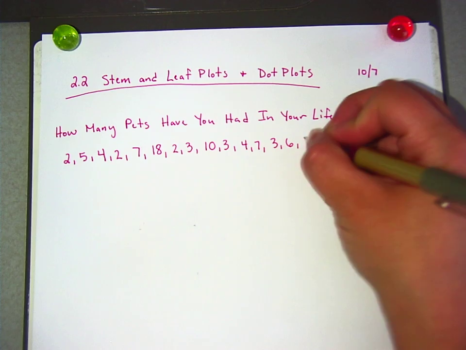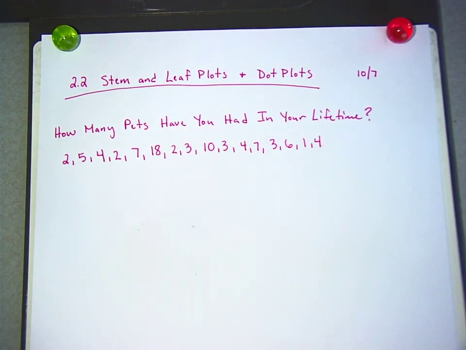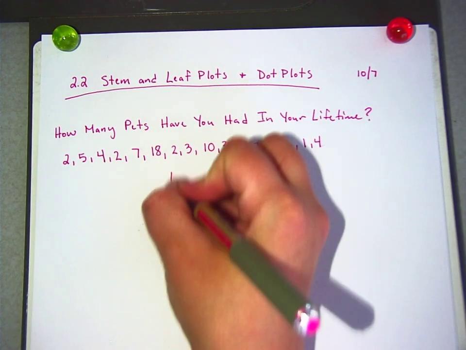1 and 4. All right, well, maybe this stem and leaf plot isn't going to be that great, because normally you want it with a really big variety of data. So maybe I shouldn't have asked this question, but oh well. So here we go. With a stem and leaf plot, it looks like this.